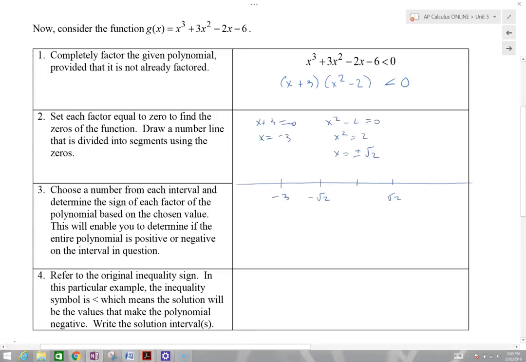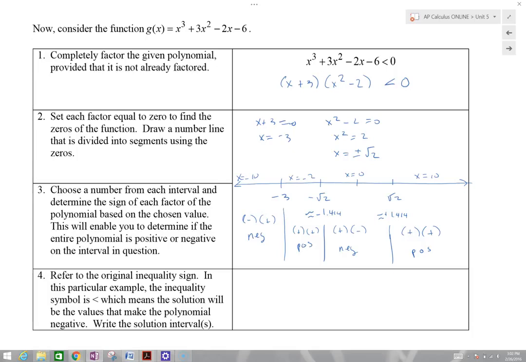Alright, so for step 2, we end up with -3 and plus or minus root 2. And when you put it on a number line, it looks something like that. So for step 3, you need to pick a number in each one of those intervals. Recall that this is approximately equal to -1.414 and positive 1.414, and then you're going to determine if the whole entire polynomial is positive or negative. So pause this now and then check your answers.